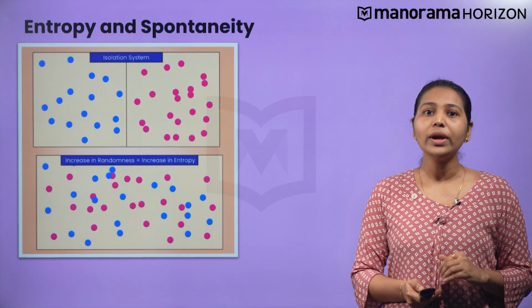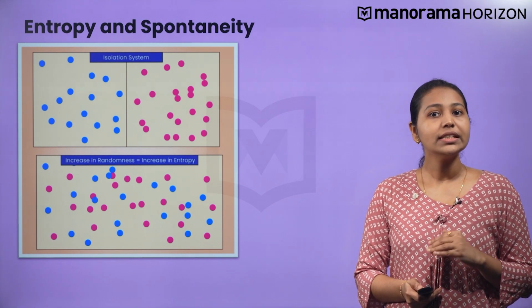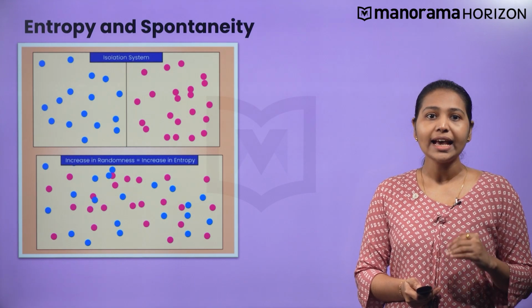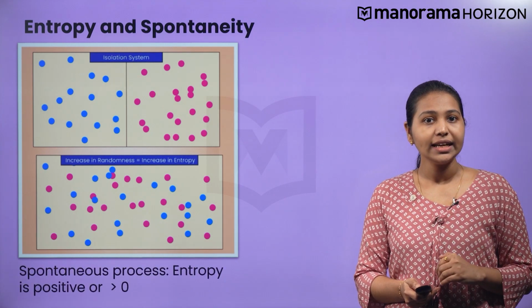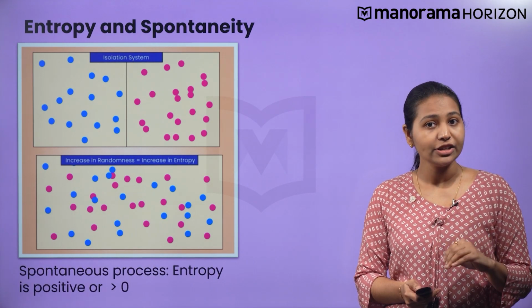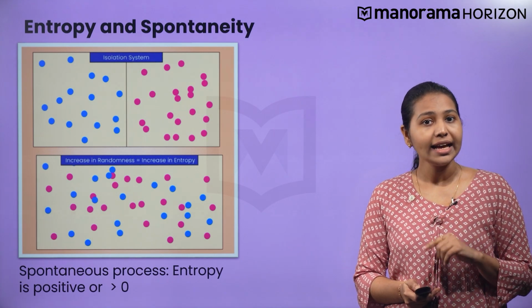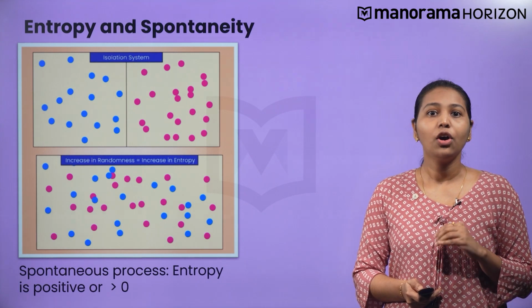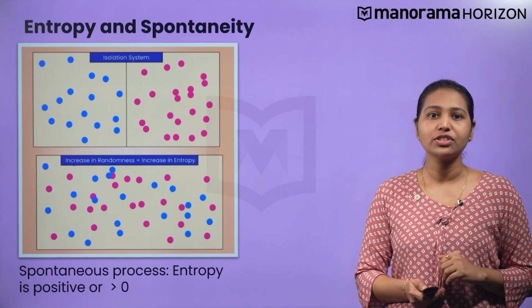Now let us see how entropy is related to spontaneity. Consider an isolated system where there is no exchange of matter and energy. When the partition is removed, the gas mixes spontaneously and the entropy increases. Thus, you may say that for a spontaneous process in an isolated system, entropy change is positive. Note here, the gas mixes continuously until a uniform mixture is obtained, or you may say that the mixing continues until an equilibrium is reached.